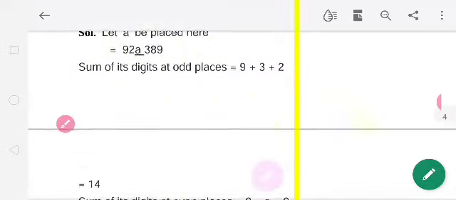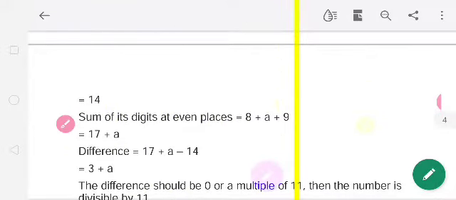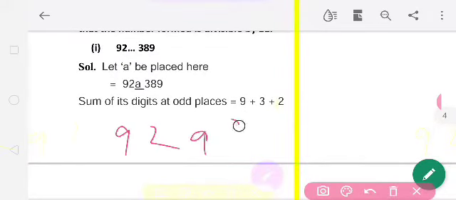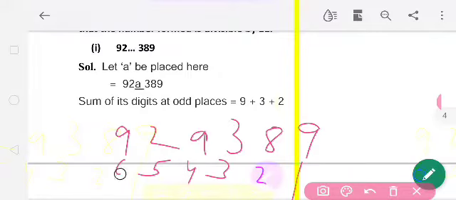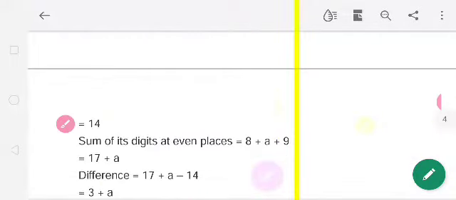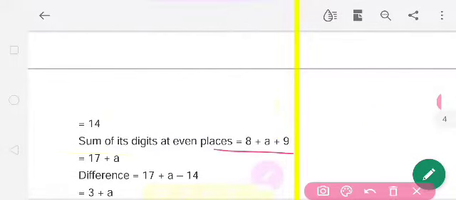Now we'll see the sum of digits at even places. Here 1, 2, 3, 4, 5, 6. Even places means 6, 4 and 2. So the numbers at even places are 8, A and 9. Now add all these numbers. So 8 plus A plus 9. So 9 plus 8, 17 plus A.